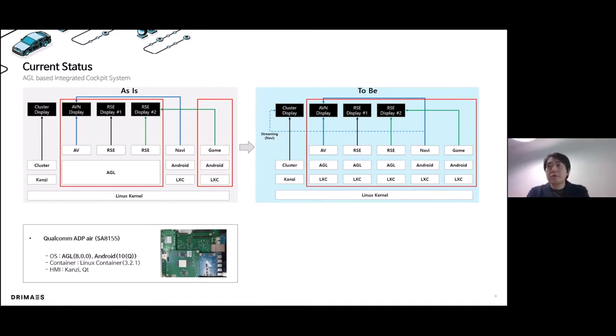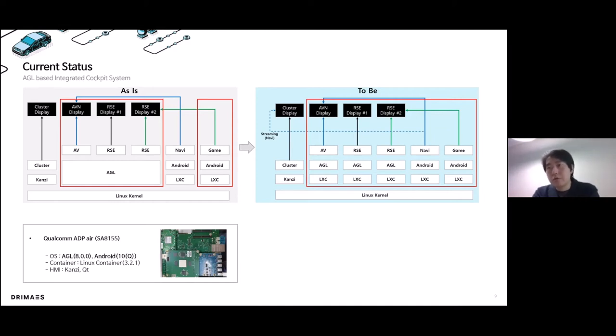First, we've developed this prototype by using Qualcomm's reference board. This board supports three kinds of Qualcomm's next generation automotive SoCs, and we've chosen SA8155, which has enough resource and computing power to implement complicated integrated cockpit system requirements. We took AGL 8.0, the Happy Halibut, and Android Q BSPs for implementing AGL and Android Container System. Most AGL applications were developed by using Qt, whereas the Kanzi UX framework is used in the cluster application.